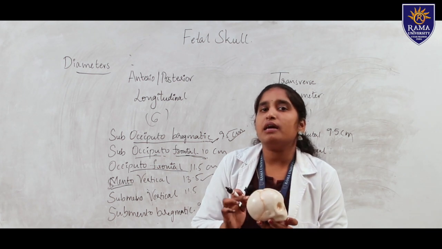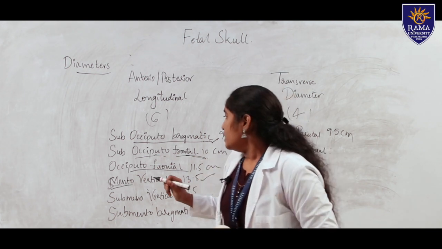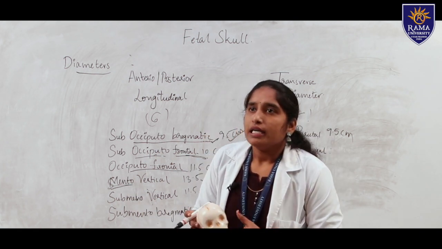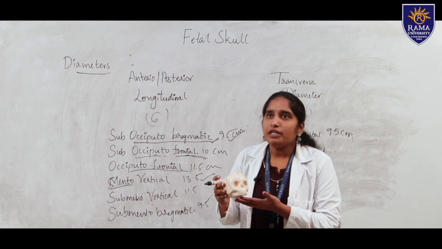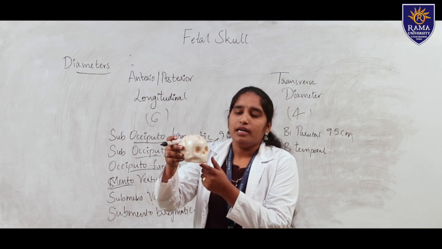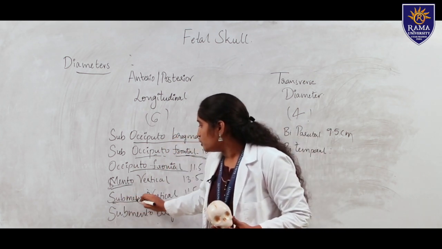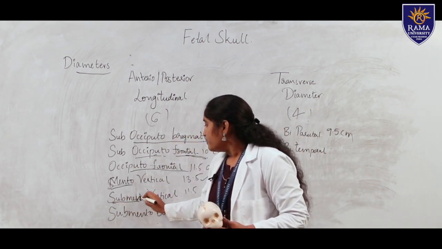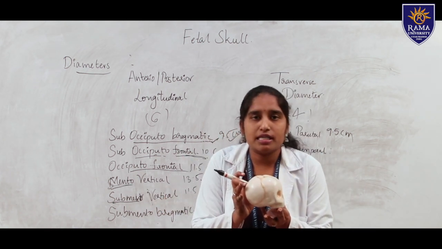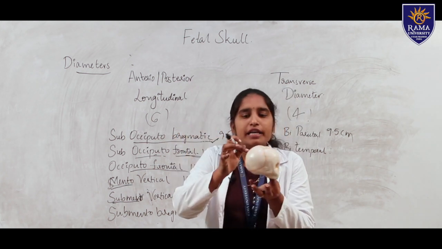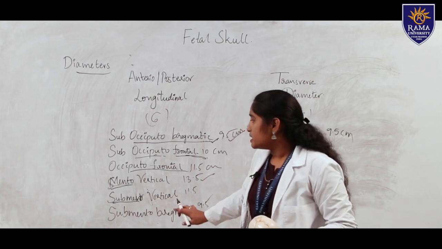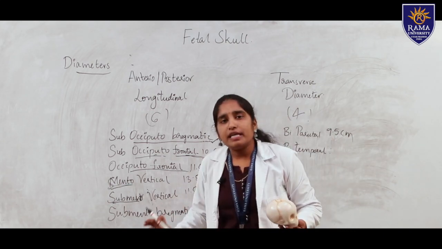This is the longest diameter of the fetal skull. Then after that, submento-vertical. Submento is the root of the chin, where the chin joins the neck. From where the chin joins the neck to the highest point of the vertex is called the submento-vertical diameter. It measures about 11.5 centimeters.